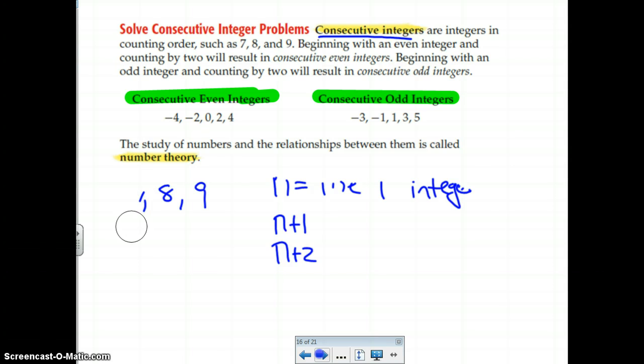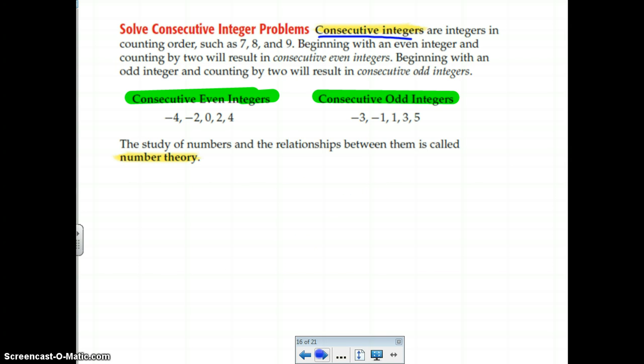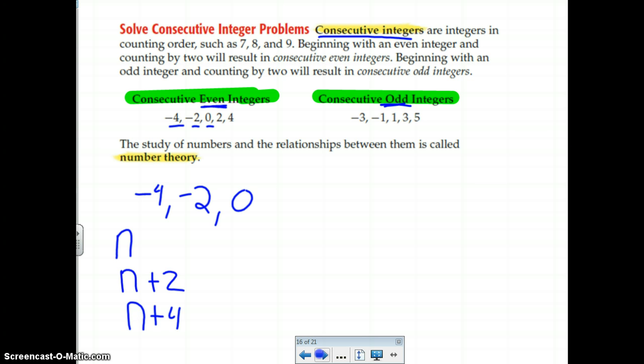The other term that we're going to run across is either consecutive even integers or consecutive odd integers. As you look at those, how far away is each number from the previous one? So if I take the first list, -4, -2, 0, how far away are those from each other? If we said n is the first integer, to get to the next integer we would need to go n plus 2, and the third one would be n plus 4, and the pattern would continue.